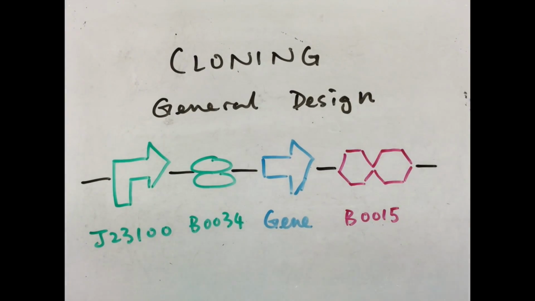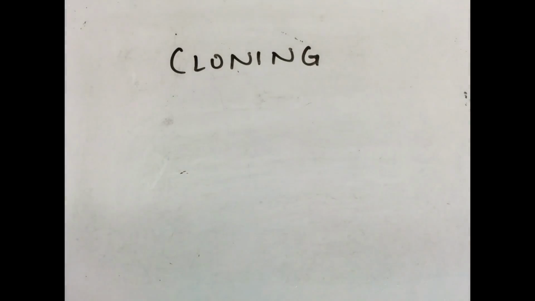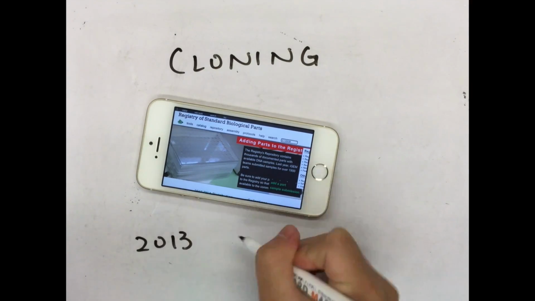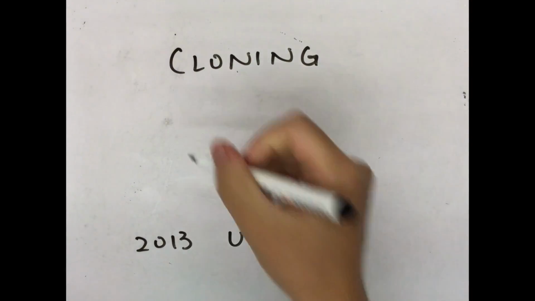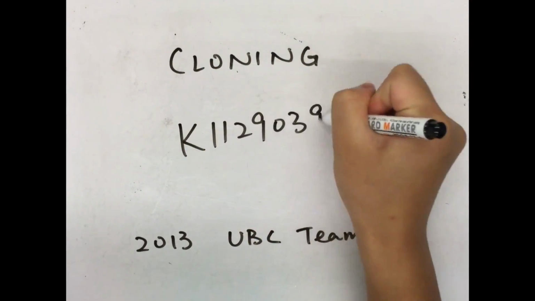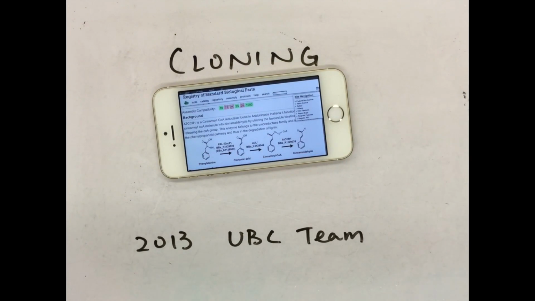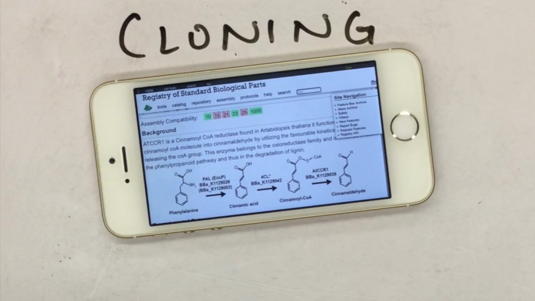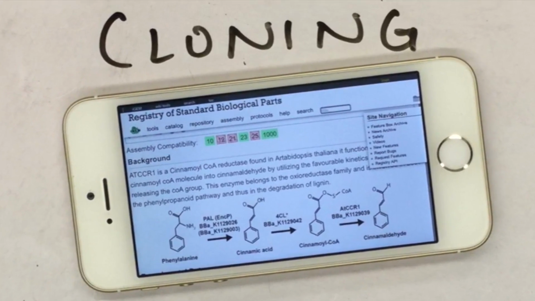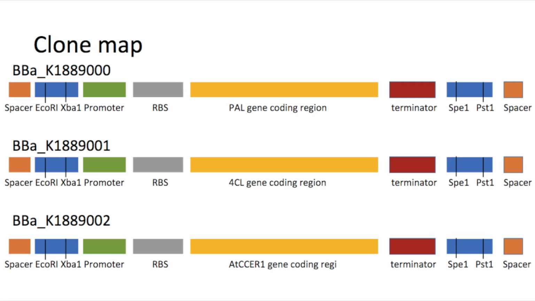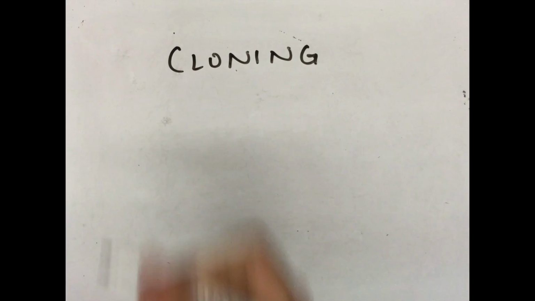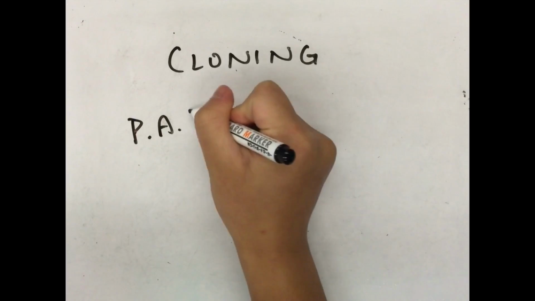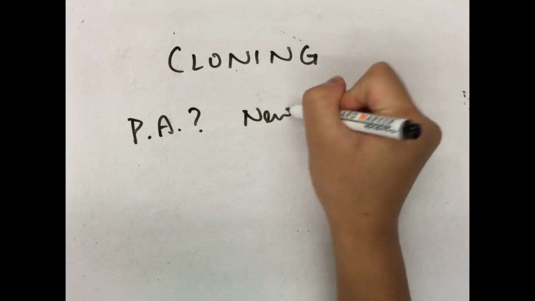Now is the time for us to find the sequences of our gene. Thanks to the 2013 British Columbia team, we obtained the sequences of the genes that were responsible for the cinnamaldehyde biosynthesis pathway. Including the 3 genes in the pathway, we cloned each gene into a plasmid and then cloned the 3 genes together. But for phenylpyruvic acid, how are we going to do it?